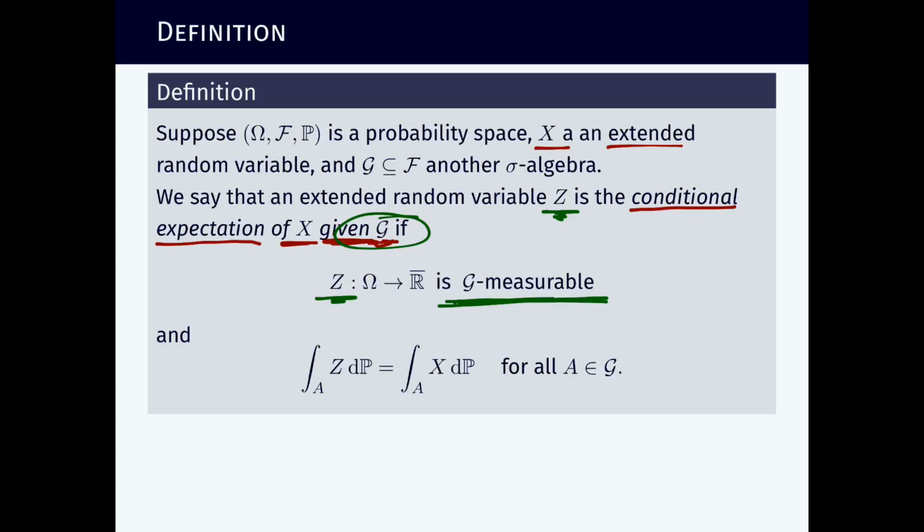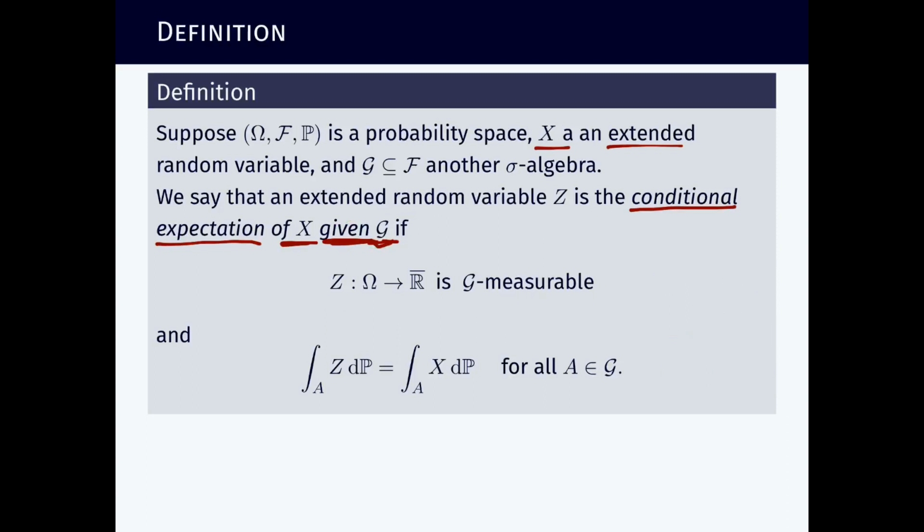Z being G measurable means we can tell whether Z is less than or equal to whatever number just by this event being an event that we can measure in G. We can determine whether it occurs or not just by having access to the events in this family G. This will be the first condition.